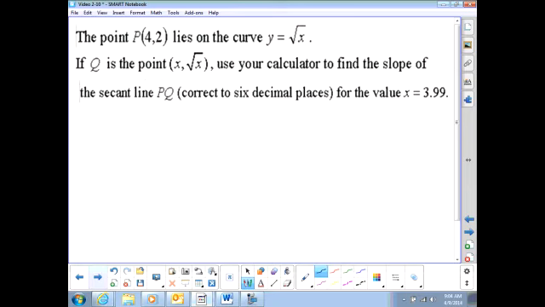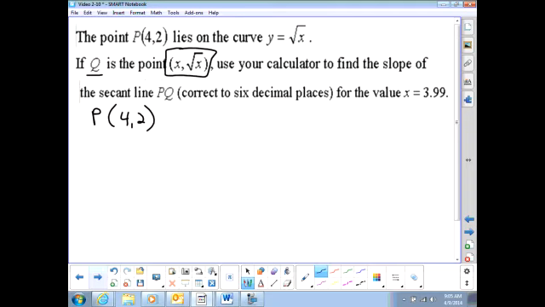Next, we're going to review finding the slope of a secant line. A secant line crosses the function twice, so you should have 2 points. For our slope, we'll just do change in y over change in x. The 2 points we're going to use are P, which is (4, 2), and they tell us Q is (x, square root of x).